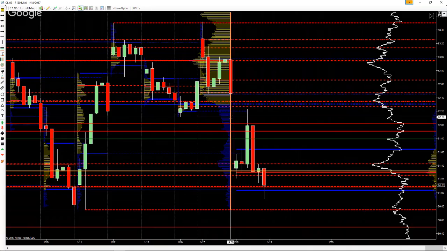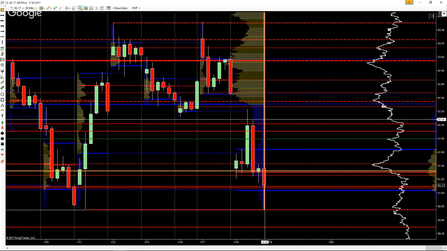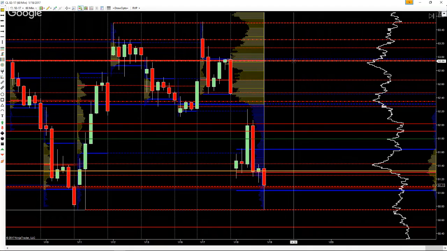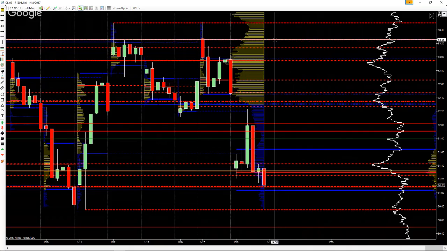We are going to stretch our micro composite to include yesterday's trading. The VPOC from this micro composite remains where it was, so we keep our dash and dotted line right here. So if you look, you see this is another dash and dotted line.